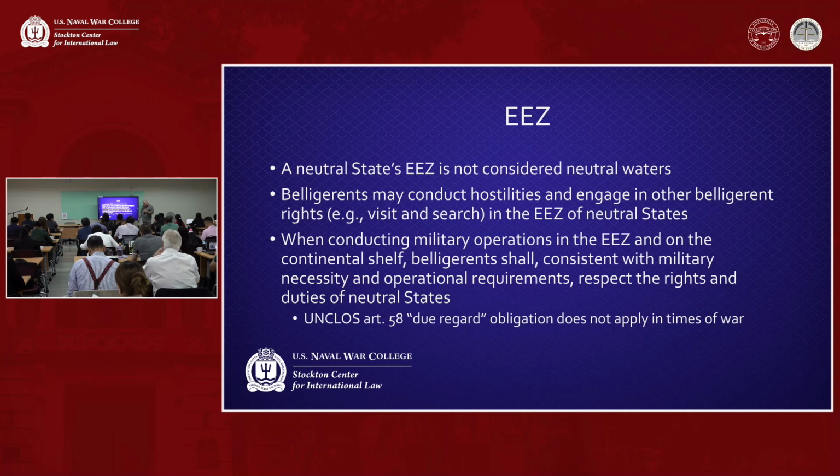When conducting any type of military operation in the EEZ, the belligerents will, consistent with military necessity and operational requirements, respect the rights and duties of the neutral state. That is not the same thing as the due regard obligation in peacetime. The due regard obligation in peacetime under Article 58 of the Convention does not apply during an international armed conflict with regard to the belligerents.